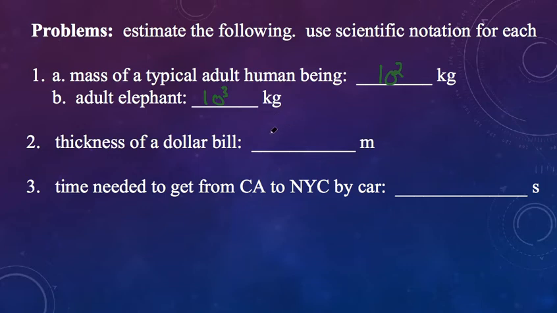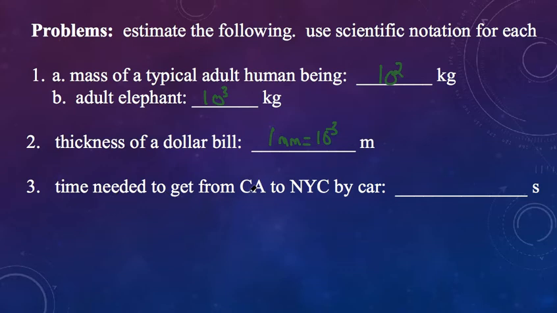The thickness of a dollar bill. If you think of a centimeter being the width of your pinky, then you know there's got to be many dollar bills that fit within the width of your pinky. So maybe we're talking on the order of 1 millimeter, which is equal to 10 to the minus 3 meters.